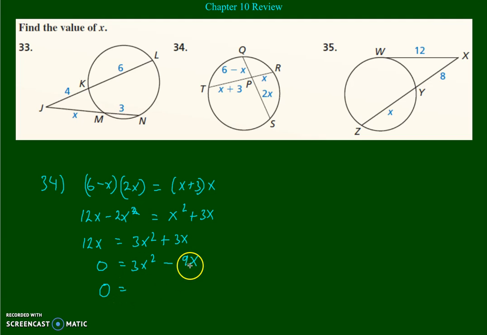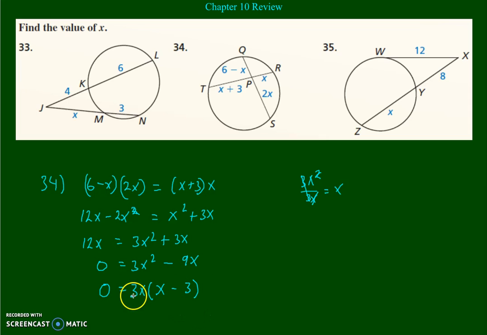And what we have here is a couple of common terms. We have a 3 in each one of the terms. There's a factor of 3 here, and there's also a factor of x. So I'm just going to pull out a 3x, and divide each term by 3x. 3x squared divided by 3x, the 3's cancel out, one of the x's cancels out, and you have x left. So 3x squared divided by 3x is x, and 9x divided by 3x is simply 3.